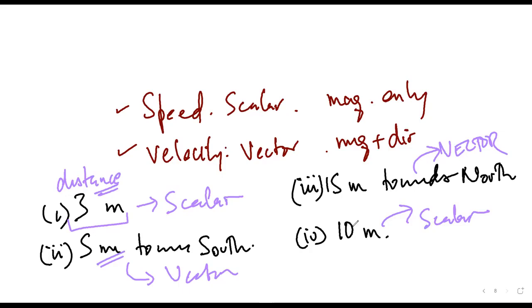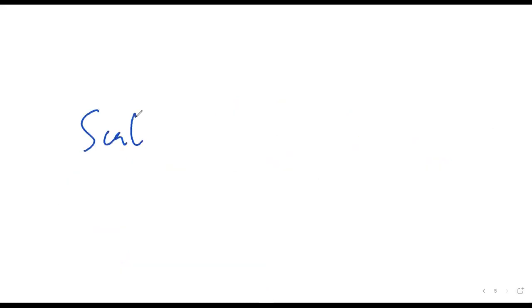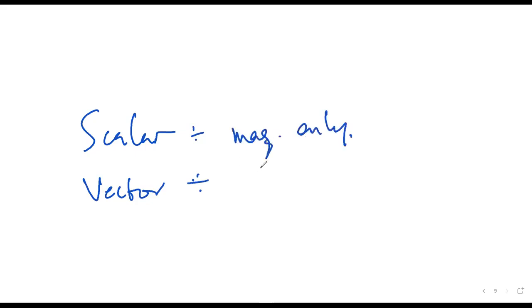So here we are discussing two kinds of quantities. The first quantity, scalar, is called distance, and the other quantity where magnitude as well as direction is given is called displacement. Any doubt? No, sir. So I repeat, scalar quantities and vector quantities. Scalar quantities require magnitude only. Vector quantities require magnitude as well as direction. Any doubt? No, sir.